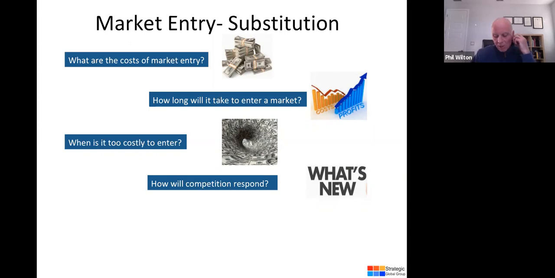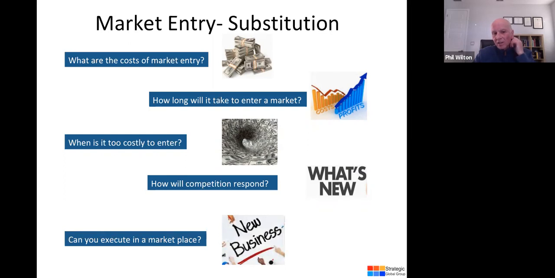Competition must have measurably greater resources and capabilities to counter an organization's entry. And the same for you. If you've got a competitor that's coming in, you need to have the resources and capabilities to be able to counter that competitor coming into the market. And lastly, can you execute in that marketplace? If you're successful in a particular market, it doesn't mean that you have the required expertise or experience or even the skill set to succeed in another vertical.